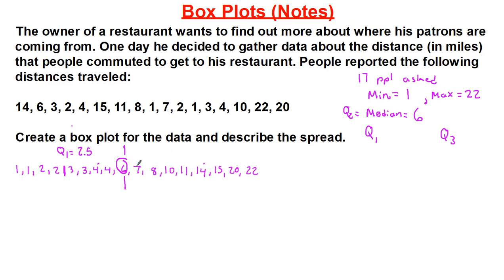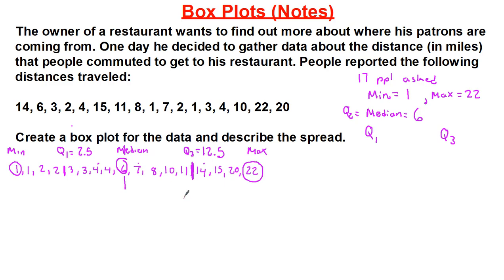Same thing over here: 1, 2, 3, 4. 1, 2, 3, 4. This is the middle here. So I need to add 11 plus 14. I get 25. Now 25 divided by 2 is going to give me 12.5. So quartile 3 is going to be equal to 12.5. And of course over here is going to be our max, and over here is going to be our min. And this is our median.